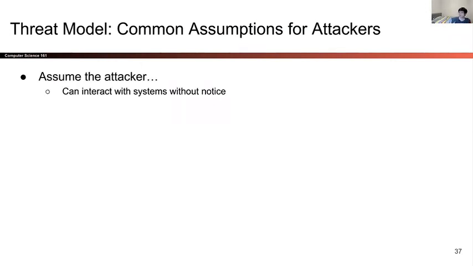So we should assume that the attacker can interact with our systems without notice. Oftentimes they'll probe systems before they even execute the attack, and you should assume that you won't notice these probes. You should assume that they will attack all of a sudden and without notice. So you always have to be on guard, or your systems always have to be on guard.